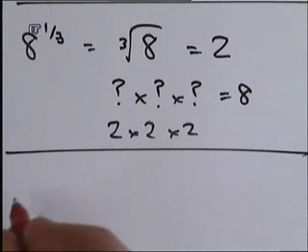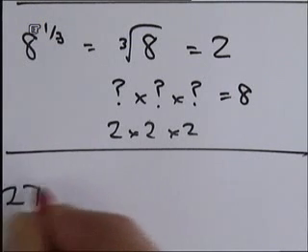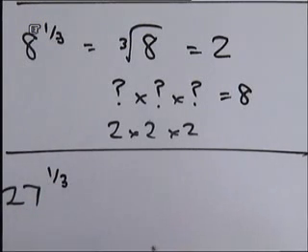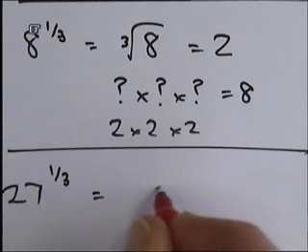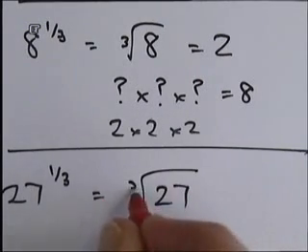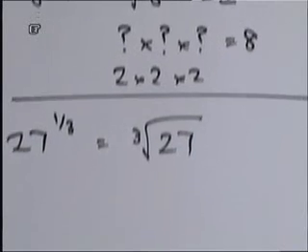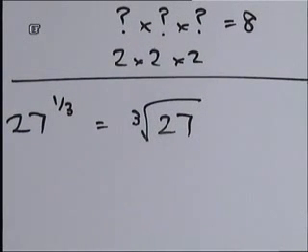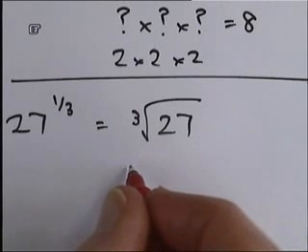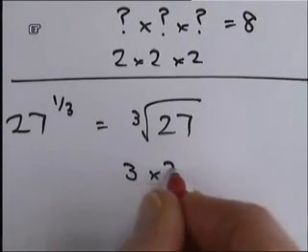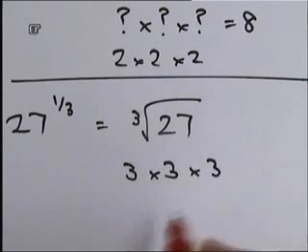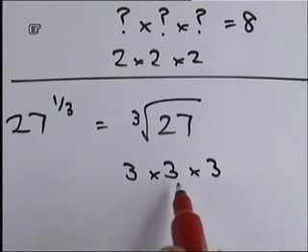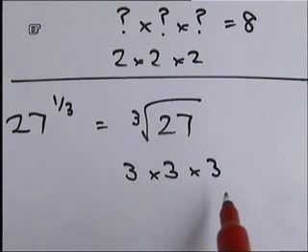If we look at another one, 27 to the power of 1/3, again that power of a third means you cube root, which you write like that, means what number do we write down 3 times and times together to get 27? That one's actually 3, because 3 times 3 times 3 is 27. 3 times 3 is 9, 9 times 3 is 27.